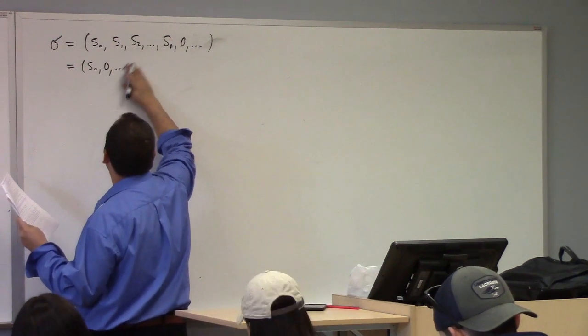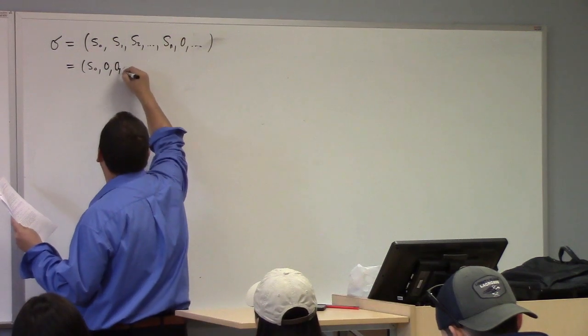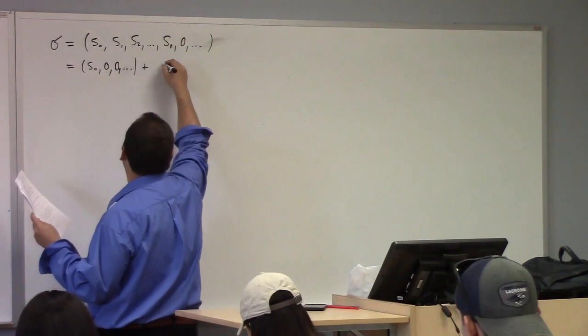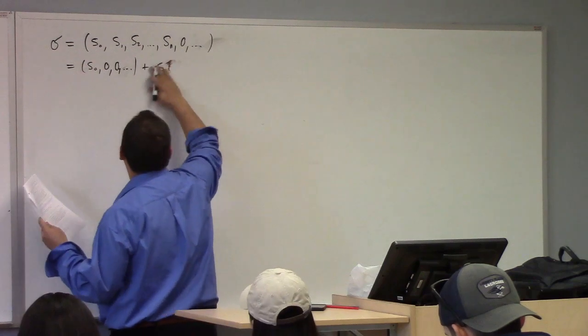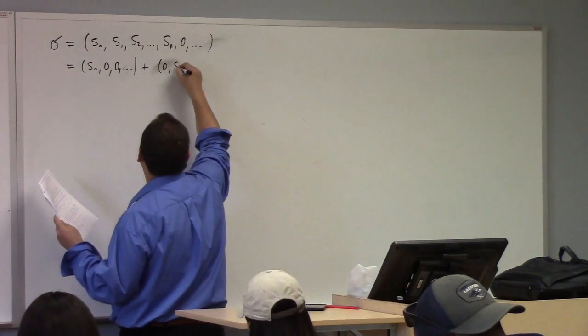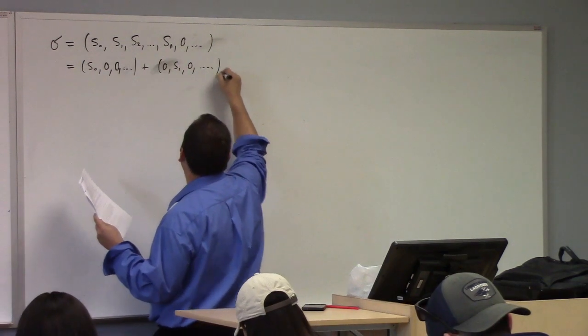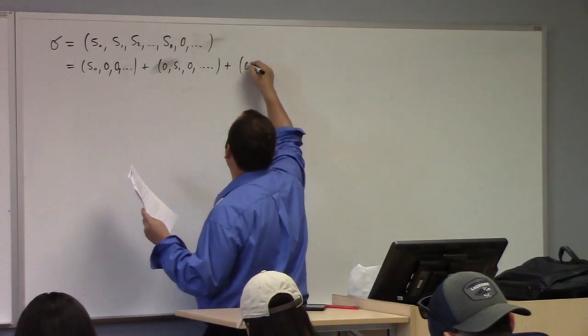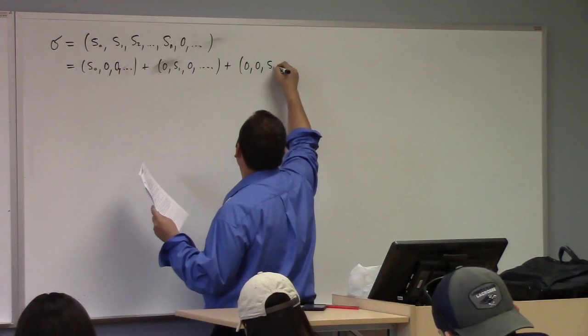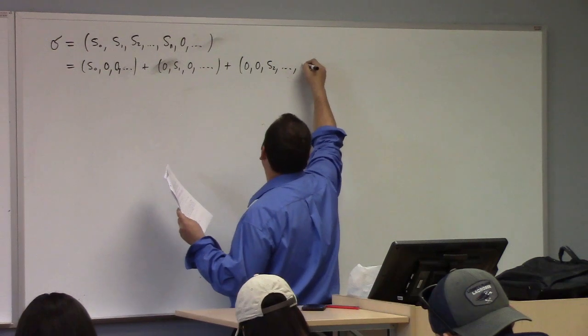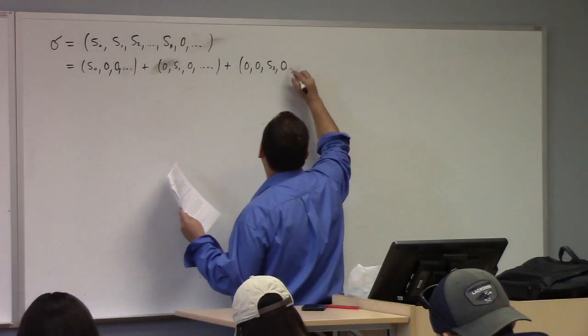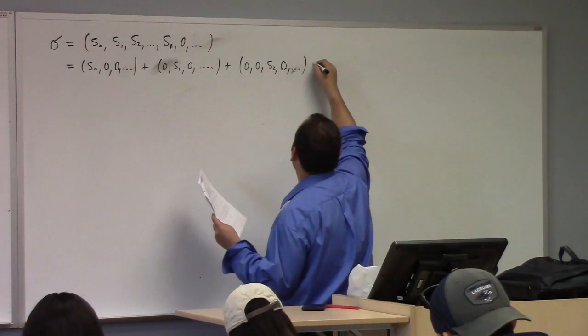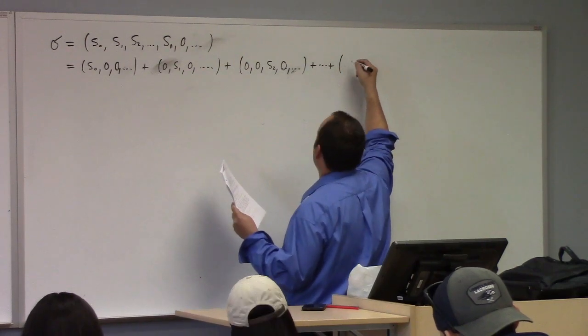Okay, so here's what shouldn't bother you: we can rewrite this as s0 and then zeros, on and on and on. And then plus 0, s1, 0, and so forth. And then 0, 0, s2, and so forth, until eventually we get to the nth one.